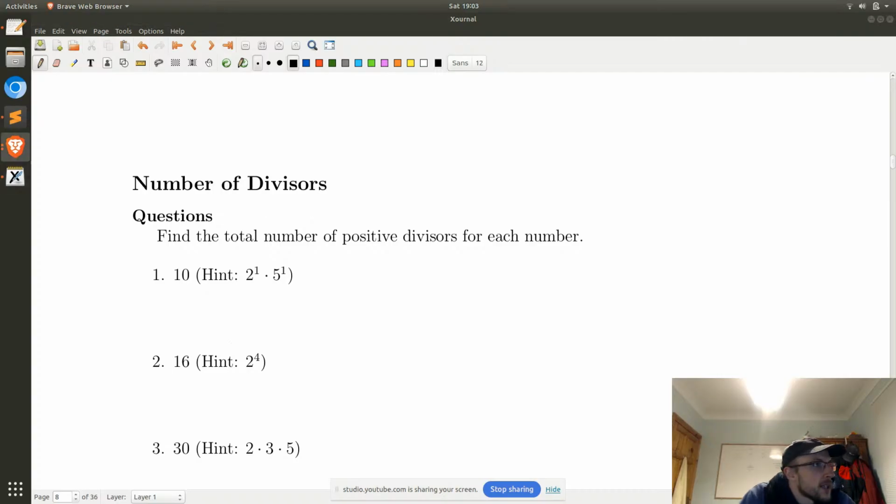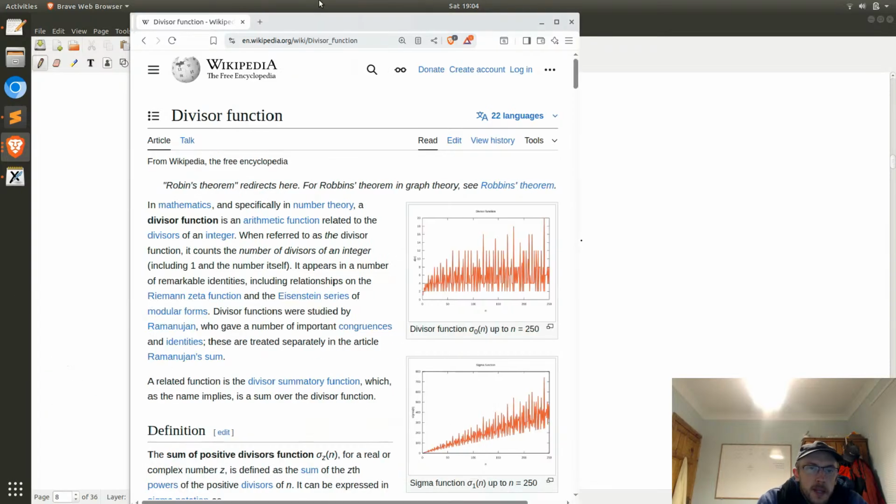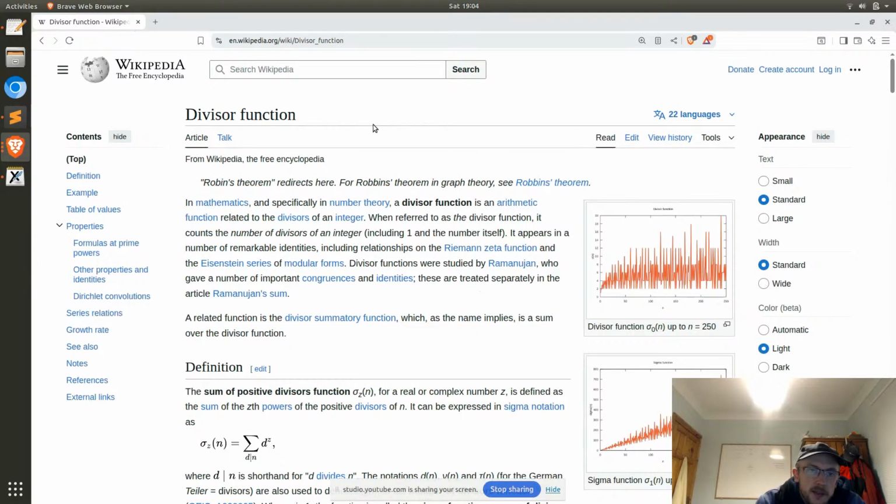Now to find the total number of divisors. Let's see. I'm pretty sure there was a nice notation. I want to learn that. All right. So it's called the divisor function.